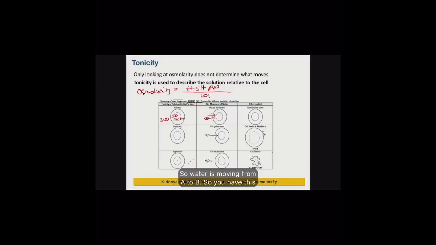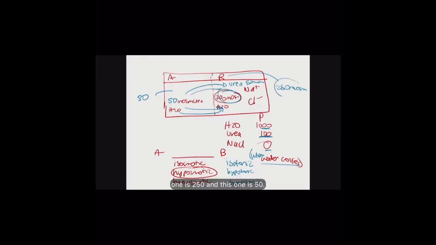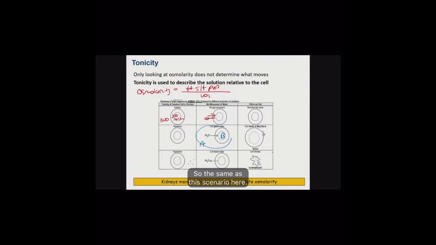So you have this situation. Let's say this is A and this is B. Then A would be hypotonic to B. Just look at the osmolarity. This one is 250 and this one is 50. But now we're only talking about the movement of water. That's why we talk about tonicity. So water keeps moving from A to B. A is going to be hypotonic to B, the same as this scenario here. Does that make sense?